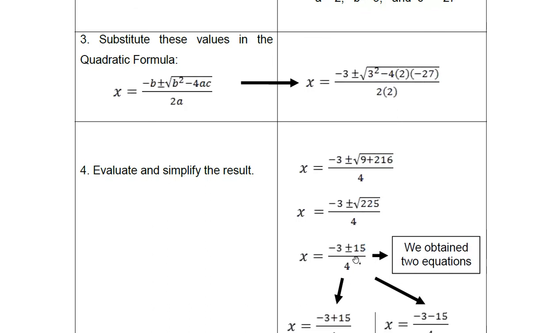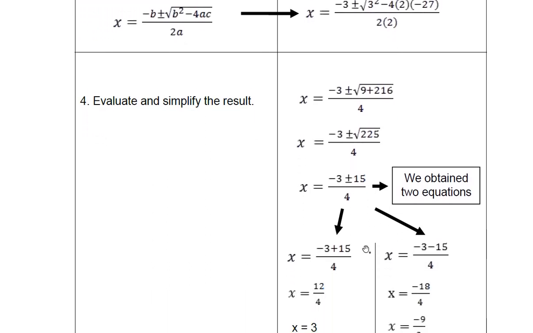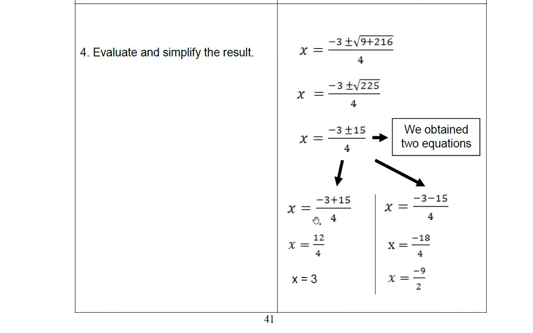So in here we have two equations. We're just going to separate this. So x equals negative 3 plus 15 over 4, and x equals negative 3 minus 15 over 4. So these are the two equations. We separate the plus and the minus, because there are two values of 15, positive and negative. So simplify. Negative 3 plus 15, that is 12, divided by 4, we have 3. Negative 3 minus 15, that is negative 18 over 4.